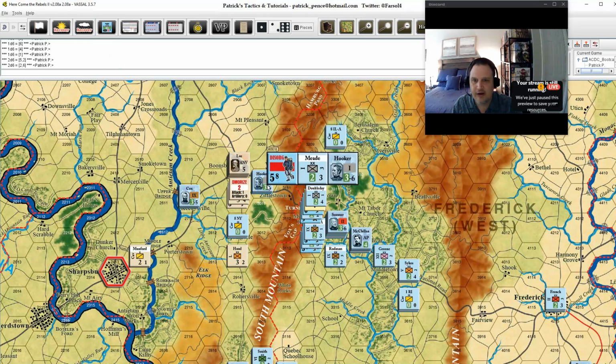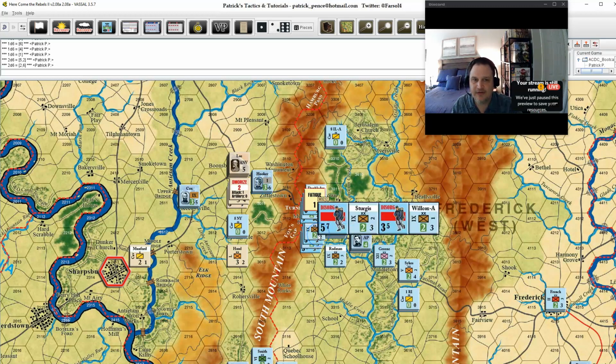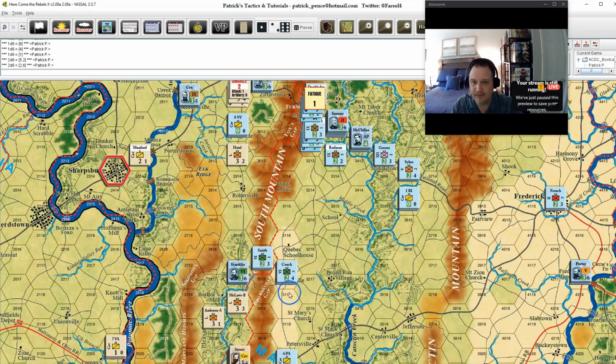So we can see Hooker here was at 3 and Doubleday, as I said, was at 4 and he came down to 1. And any units that had achieved either fatigue level 3 or 4 for the day will then flip automatically to exhausted for the next day. Okay, so that's how the recovery cycle works.